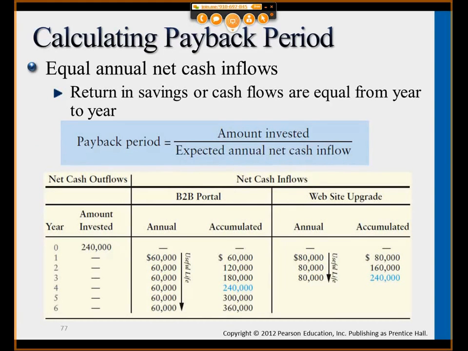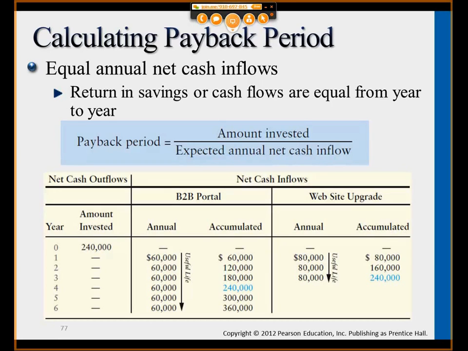So another thing that I want you to notice is that when annual net cash inflows are equal, it's one thing. There are some cases when it's not. We'll look at that as well. But for right now, let's just consider that we have equal annual net cash inflows. What does it mean? It's the same every year, right? So like we see in the business-to-business portal right here, our annual net cash inflow is 60,000 per year. Each year the same. And the same is here. So for this formula, we have equal annual net cash inflows, this case only.